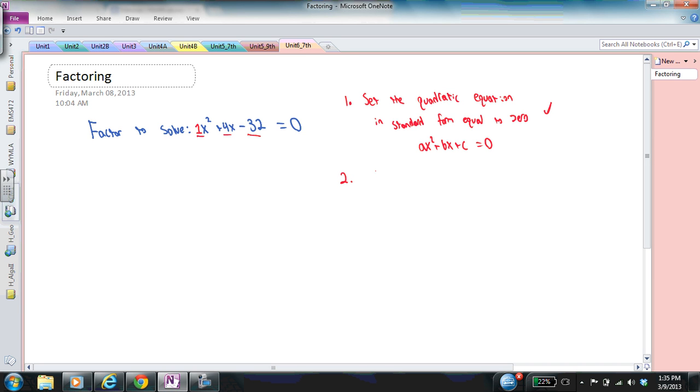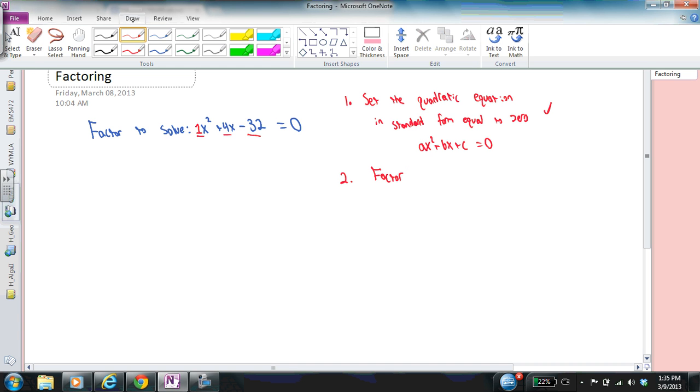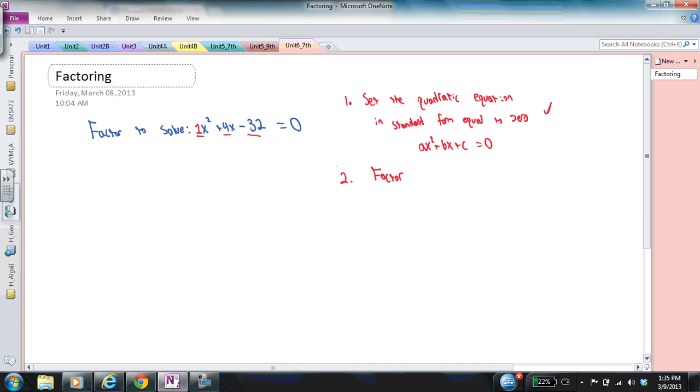Step 2 is to factor. Now, this is the new part for us. We've done a lot with solving equations, but not a lot with factoring. So whenever I have a trinomial like this and the lead coefficient is 1, which it is, I can just use my x factor to factor easily. So a times c, 1 times negative 32, negative 32 goes up top, and b, which is 4, goes down at the bottom.